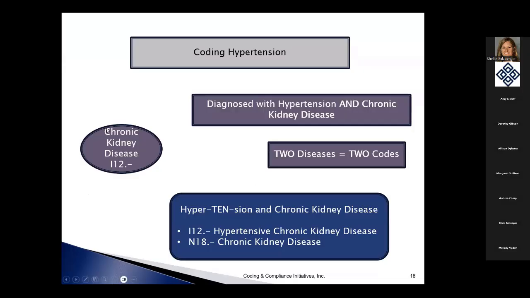So I have hypertensive chronic kidney disease. I'm going to be looking in my I12 category. My patient has hypertension and chronic kidney disease. Two diseases, two diagnoses, two ICD-10 codes. My hypertensive chronic kidney disease is always going to be with an I12, followed by my secondary code of the chronic kidney disease. Depending on the stage, it's N18 something.